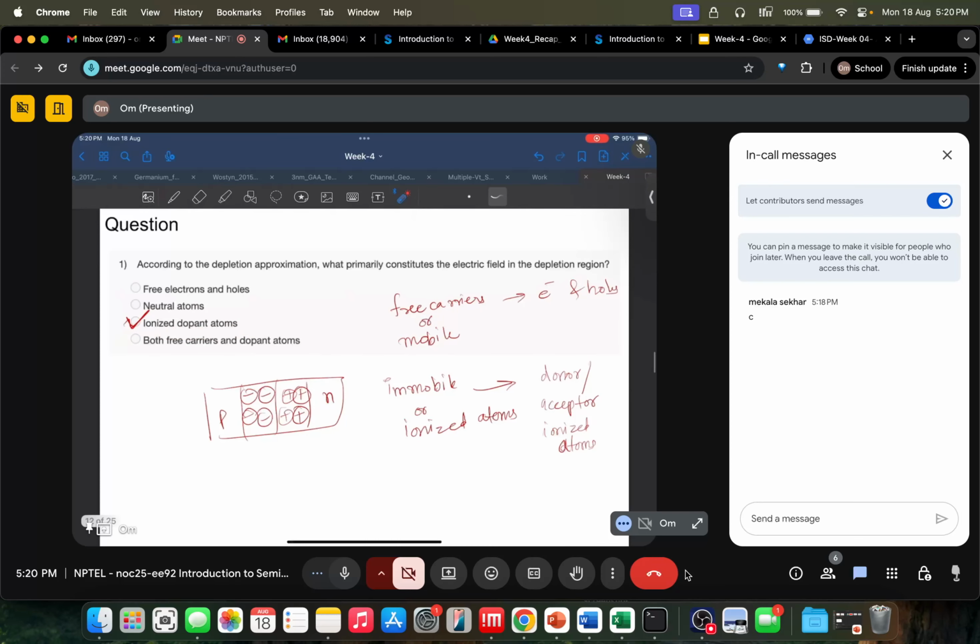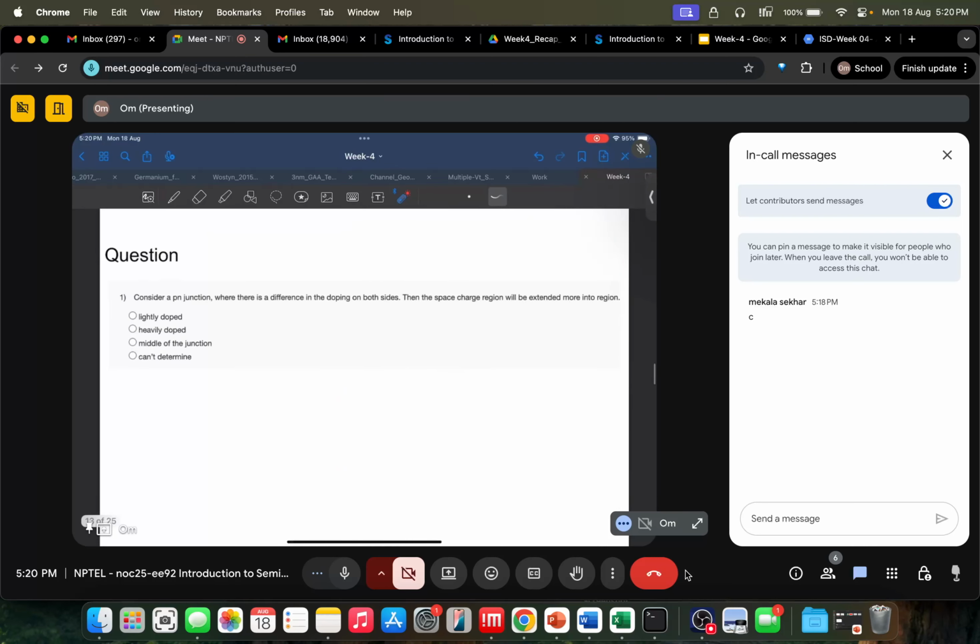Okay, next question. Consider a PN junction where there is a difference in doping on both sides. Then the space charge region will extend more into which region? Lightly doped, heavily doped, middle of the junction, or cannot determine.